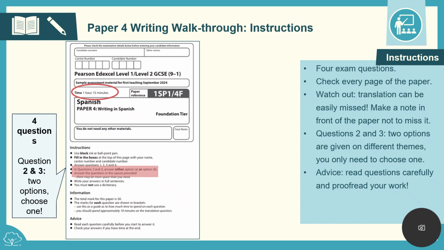So in question 2 and 3, you can choose either A or B to answer. Please make sure you are choosing the topic you feel more confident about. You don't need to answer both options. So remember, question 2 and 3, you can choose A or B. There is more information there that I just highlighted for you to pay attention to.